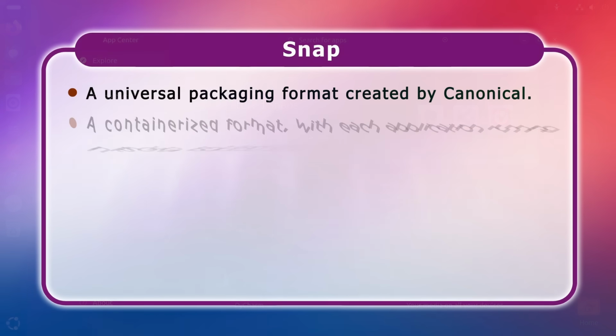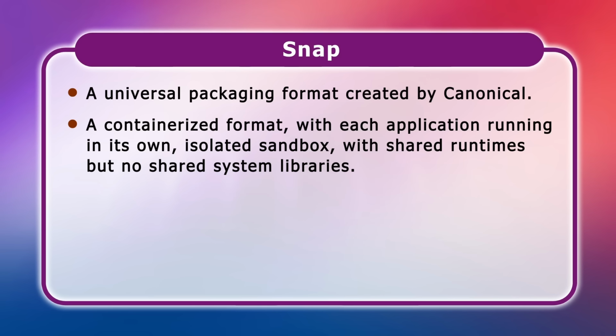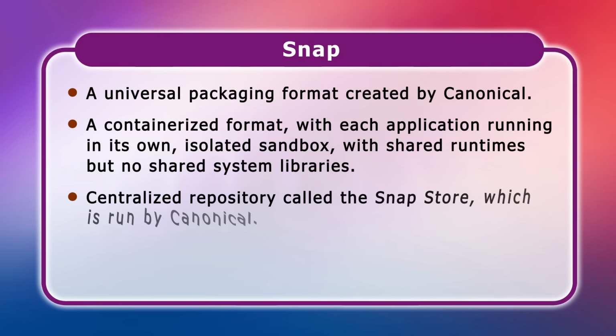Like Flatpak, Snap is a containerized format, with each application running in its own isolated sandbox with shared runtimes but no shared system libraries. Snap has a centralized repository called the Snap Store, which is run by Canonical. And because Canonical is a commercial organization, this is not popular with some advocates of open source software. It is indeed for this reason that Linux Mint, which is based on Ubuntu, uses deb as its default packaging format and has blocked Snap.